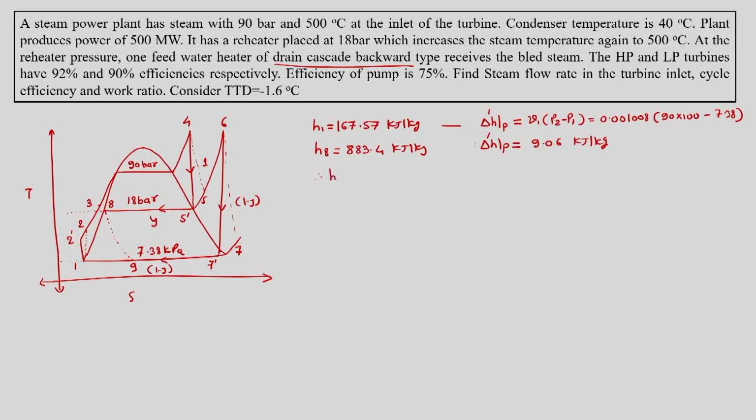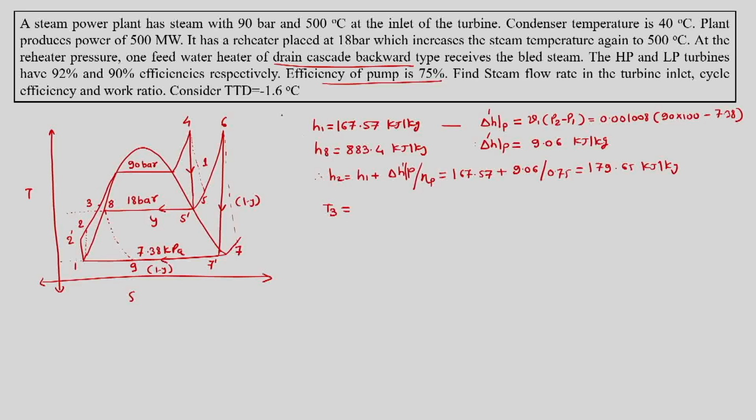So we have H2 is equal to H1 plus delta H dash P, but pump has efficiency, so it should be divided by pump efficiency. So it will be 167.57 plus 9.06 divided by pump efficiency, which is 75%. So we get it as 179.65 kilojoule per kg.